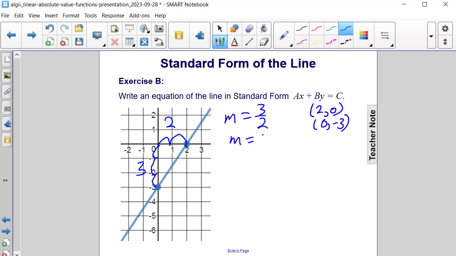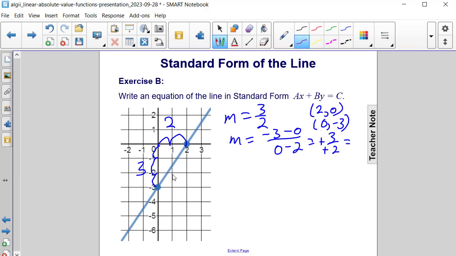So if we did negative 3 minus 0 over 0 minus 2, we would get negative 3 over negative 2, and two negatives, when divided, make a positive. So we still get the same slope of positive 3/2. Now we have to write this in standard form.